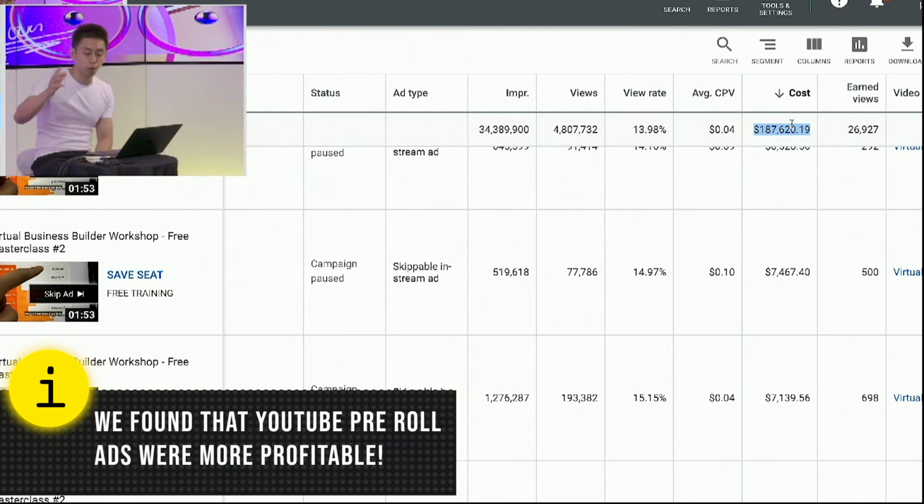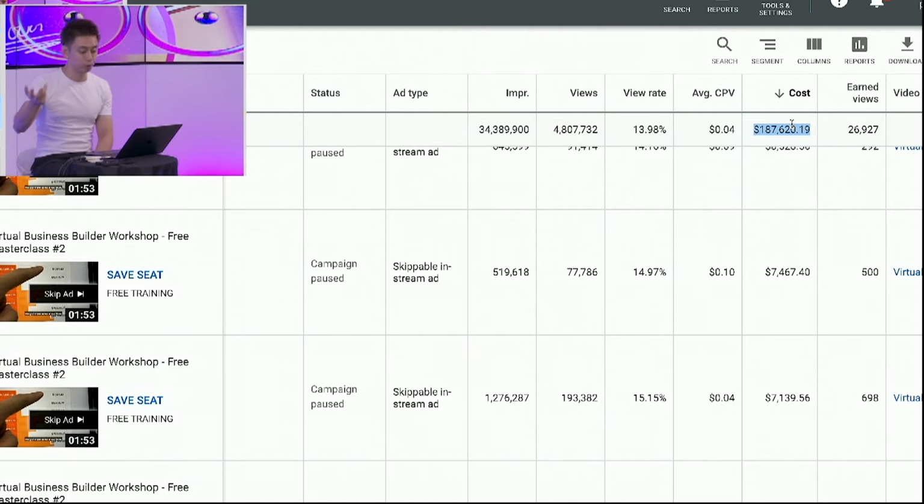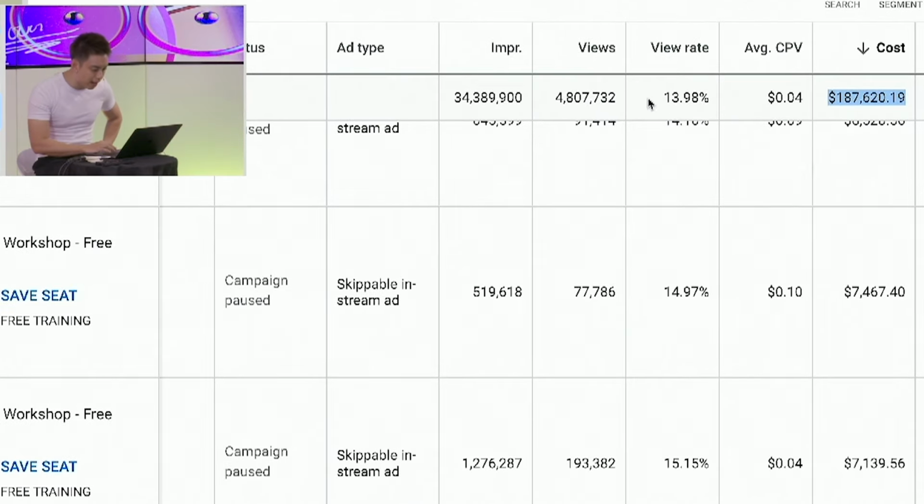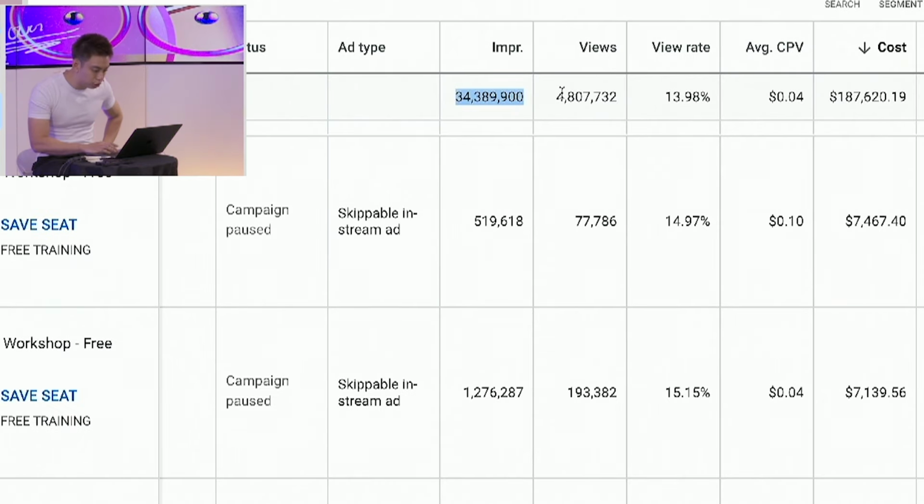I'm going to walk you through what the different elements involved in a pre-roll ad are and what it is that you want to be doing if you want to create profitable ads on YouTube as a pre-roll video. Okay, so let's take a look at some of the numbers, and you'll notice that we have gotten about 34 million impressions, 4.8 million views, 14% view rate. That has cost approximately $187,000.